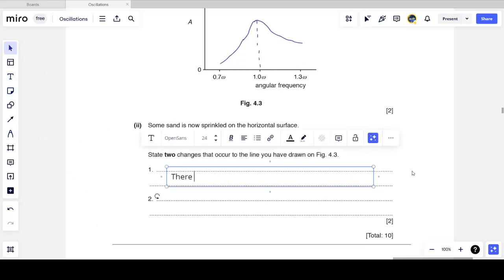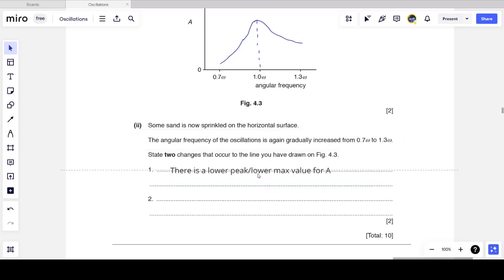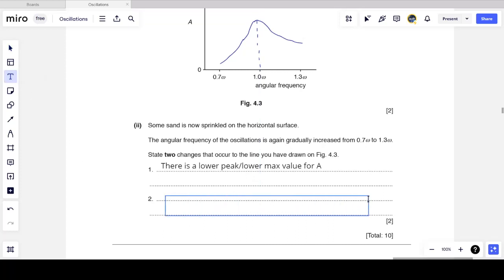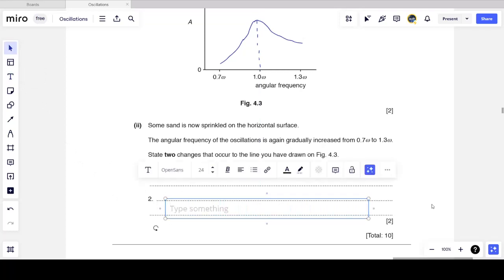So the first thing I'm going to say is there is a lower peak. I think it's not completely well explained what peak would mean, but I guess it's fine actually. Or lower max value for A. So I can say there's a lower peak or lower maximum value for A. So the amplitude will have a lower maximum when there's damping occurring. And that's good because it prevents our bridge from collapsing or a building from falling over in heavy winds and so on. Anything else that will happen?